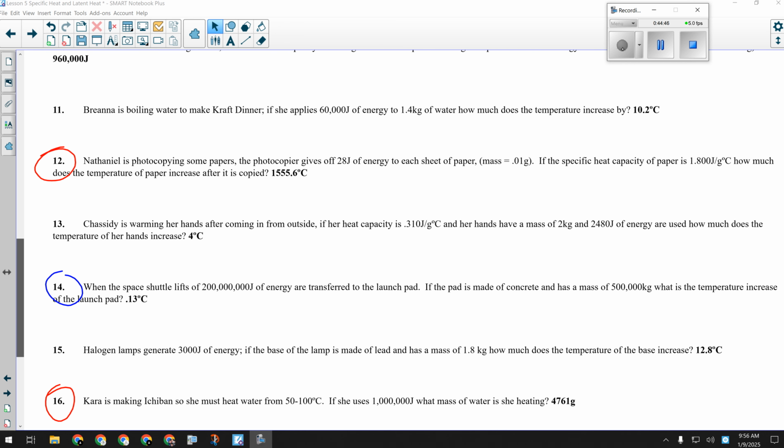This one here is the one that's ridiculous. If paper got that hot, it would be on fire. Okay, 28 joules of energy, so we know E is 28. The paper has a mass of 0.01 grams, and paper's heat capacity is 1.800. If we're looking for delta T, it will be E divided by m times C. So that'll be 28 divided by 0.01 times 1.8.